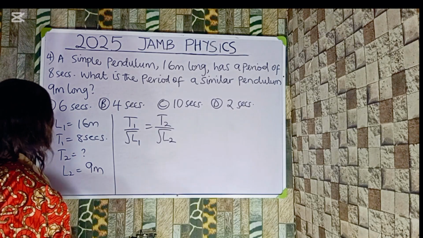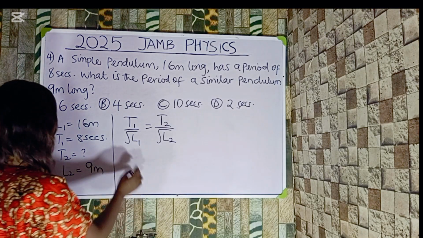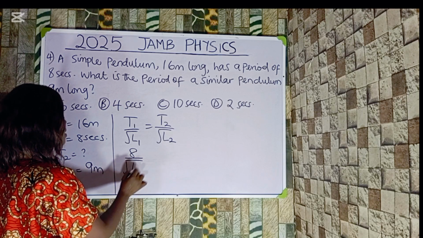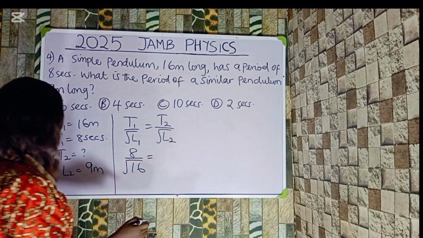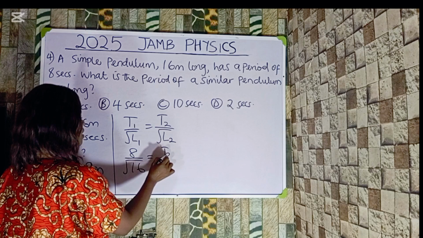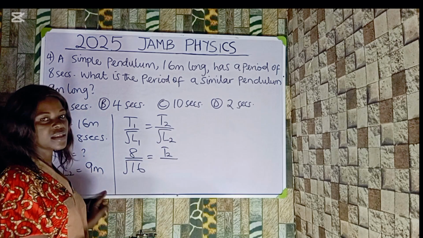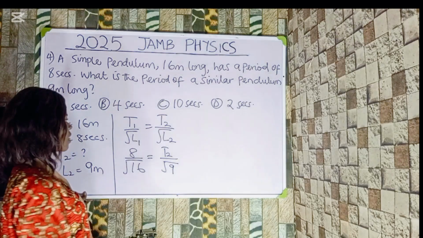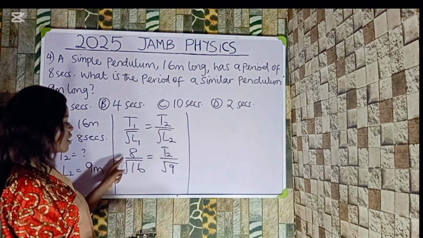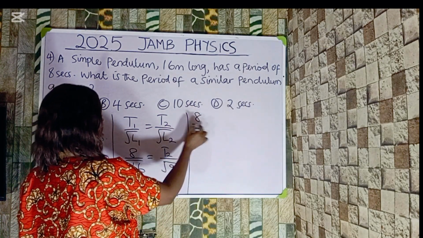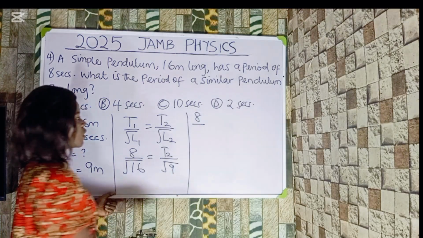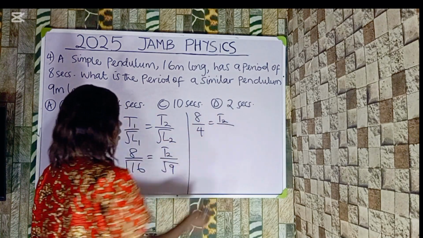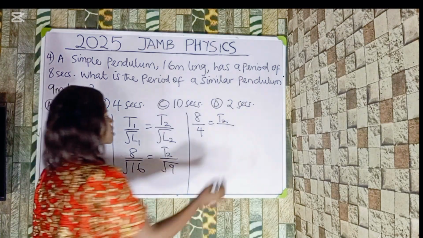Alright, so let's put in what we have. The first period is 8, over the root of the first length, 16. This is equal to the second period, which is what we are looking for, T2, over the root of the second length, 9. Now let's work it out. 8 divided by the root of 16 is equal to 4, and that is equal to T2 over the root of 9, which is 3.